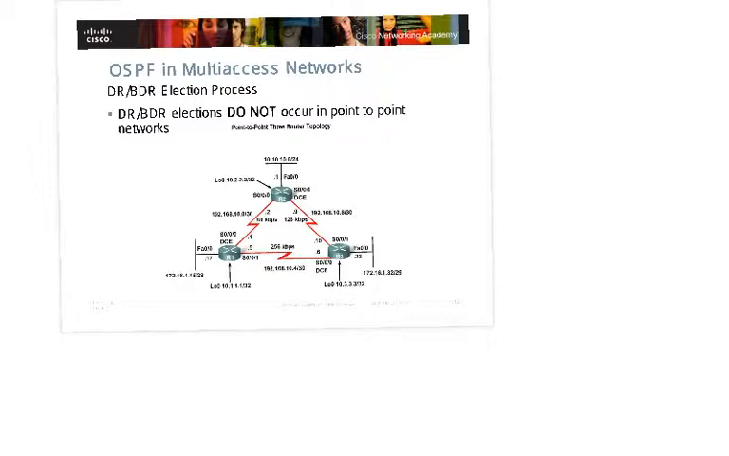So the election process, as we said before, does not occur in point-to-point networks, because point-to-point is like serial, where two routers are connected through a serial physical link. So in that case, the problem actually does not exist. The problem of flooding, the problem of very high overhead, does not exist. So you don't need any designated router and backup designated router. They are only two routers, right? So each one is neighbor to the other one, and that's it.